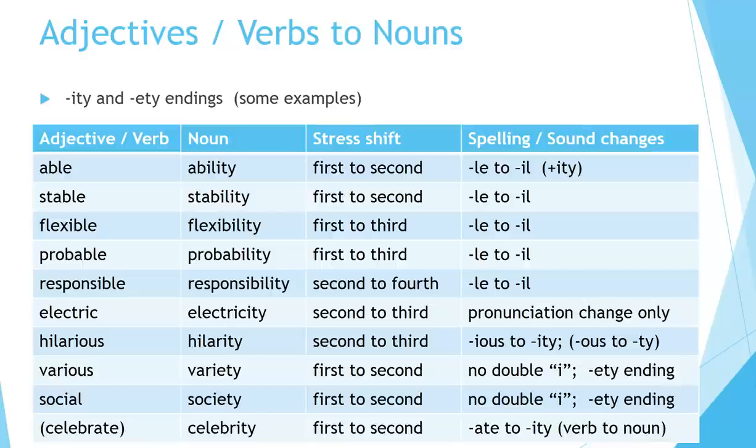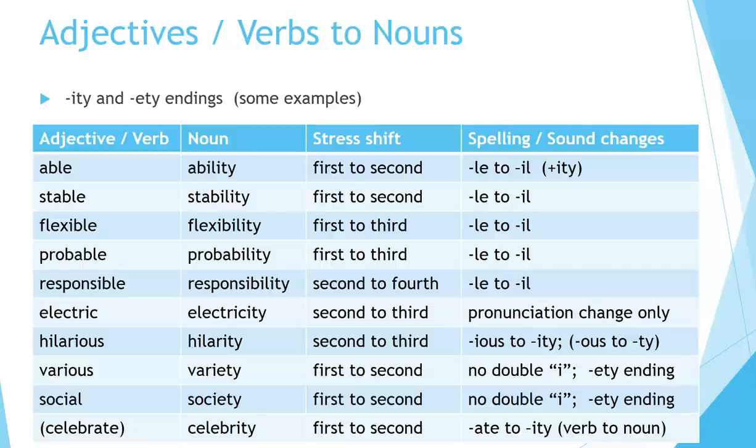Let's look at the next three. Flexible. Flexibility. First syllable to third syllable. Again, L-E to I-L before I-T-Y. Probable. Probability. Stress shift from the first to the third syllable. L-E to I-L. Responsible. Responsibility. Again, the spelling change is L-E to I-L. Do you notice a pattern here? The syllable right before the ity ending is stressed. Ability, stability, flexibility, probability, responsibility.